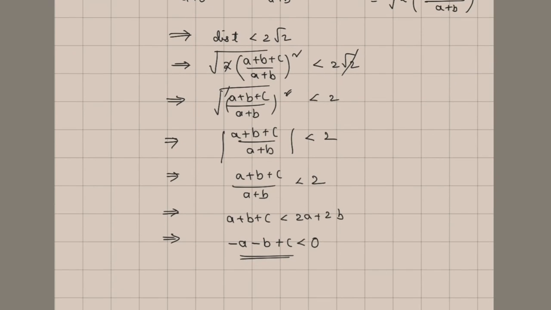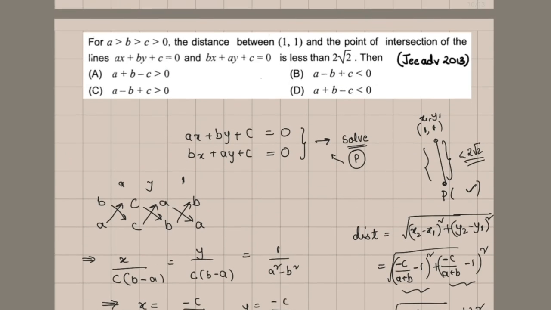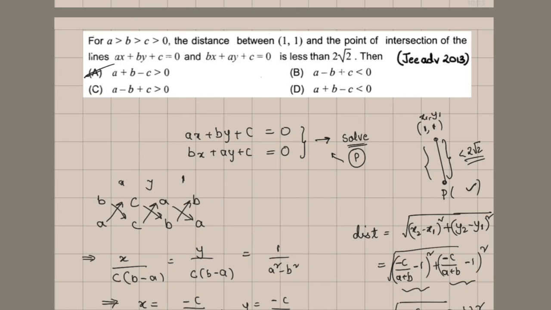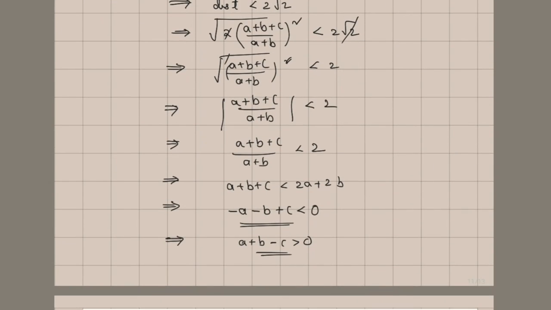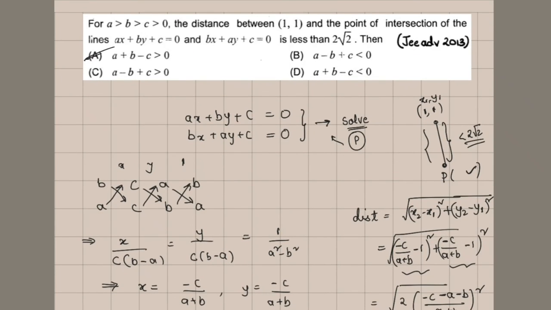Or you can multiply with minus 1 or take all the terms to the other side. We get a plus b minus c greater than 0. See option A. You got minus a minus b plus c less than 0, which is the same as a plus b minus c greater than 0. So the answer is option A. So this is so simple.